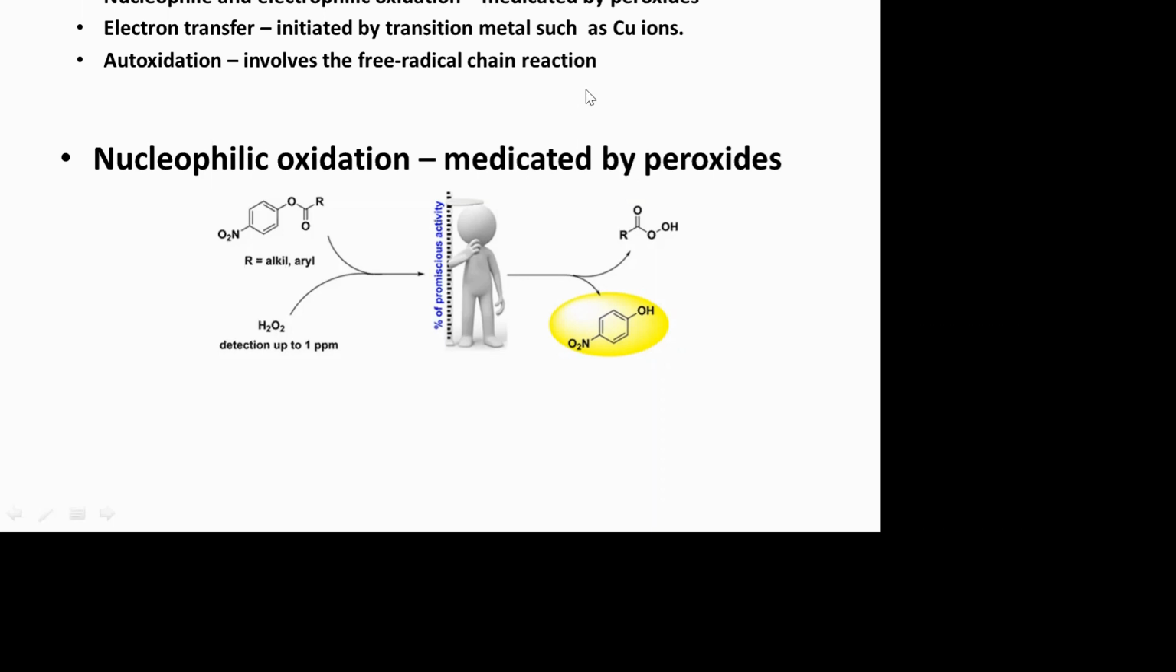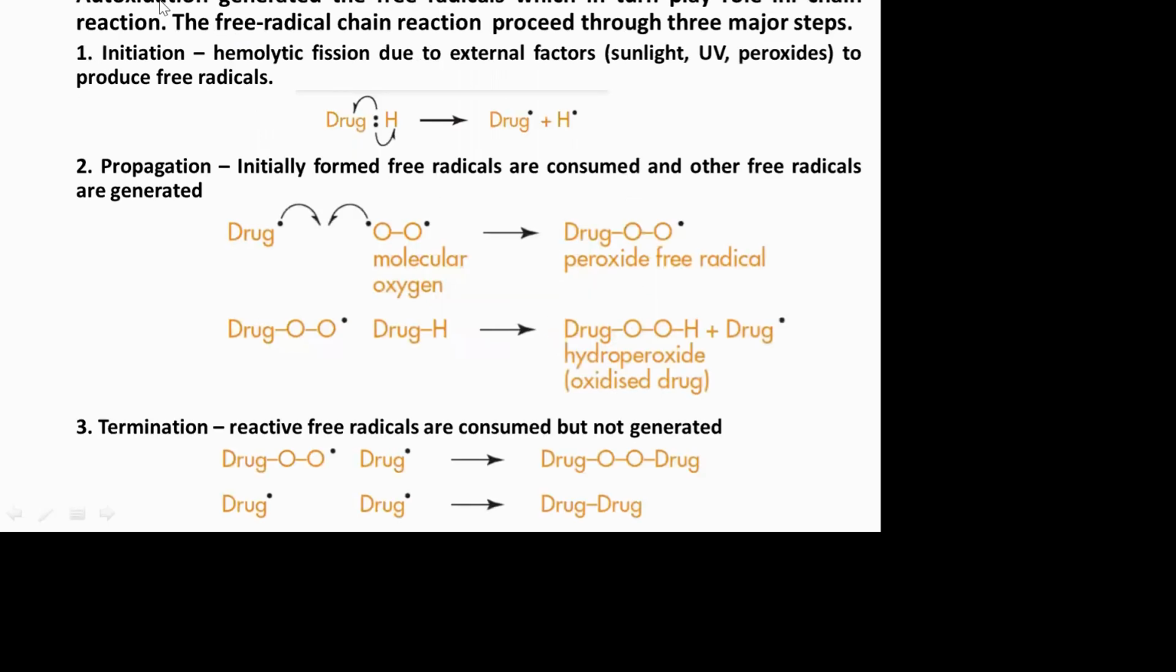Now I will be talking a little bit more about this auto-oxidation. What is auto-oxidation? In this auto-oxidation, the compound itself undergoes oxidation, and it will form reactive free radicals. The mechanism of auto-oxidation is mediated by formation of free radicals, and these free radicals will form a chain reaction. The auto-oxidation generates the free radicals, which in turn play a role in the chain reaction.